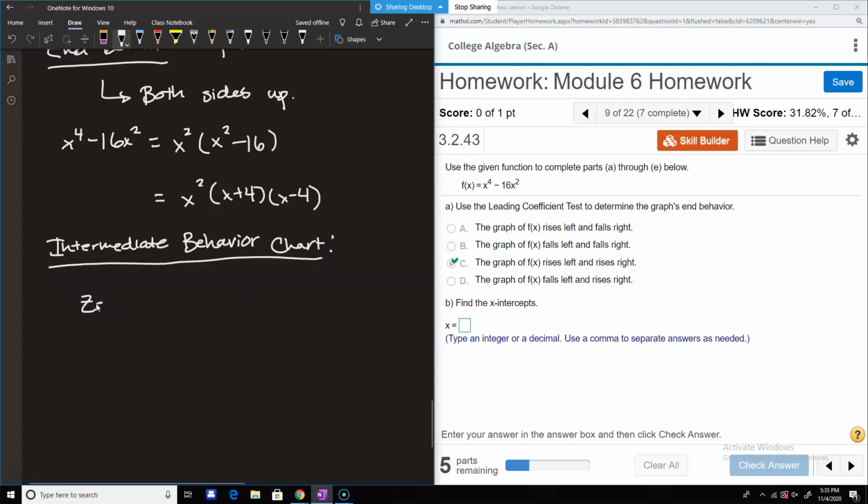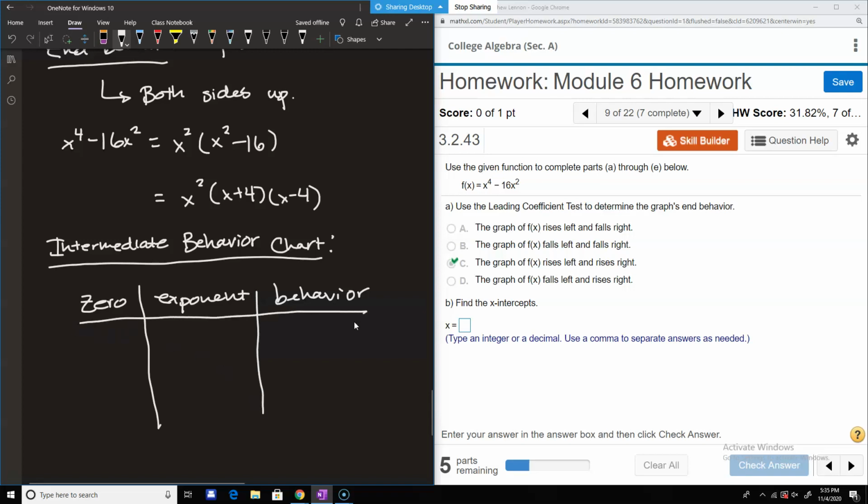So we have our 0, our exponent, and then the resulting behavior. We have 3 zeros here. Don't forget x squared corresponds to a 0 of 0. So we have 0, minus 4, plus 4. X has a power of 2. The other factors each have a power of 1, which means we're going to bounce off at 0, and we are going to cross at minus 4, and we'll also cross at positive 4.